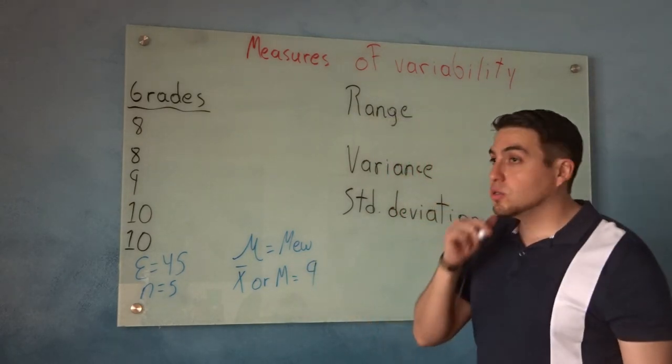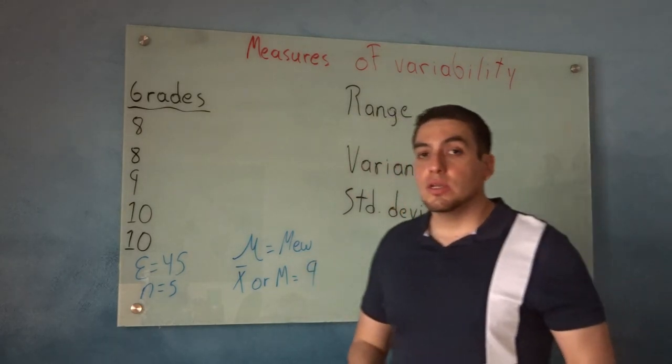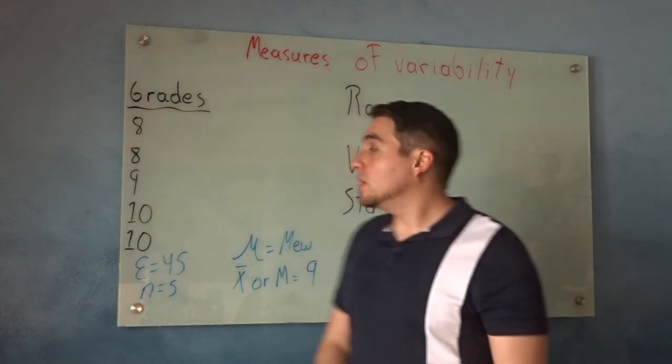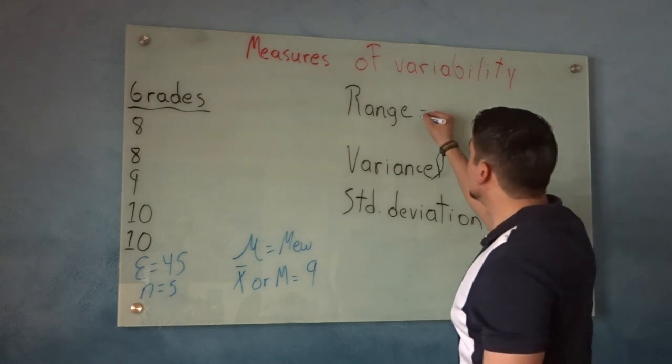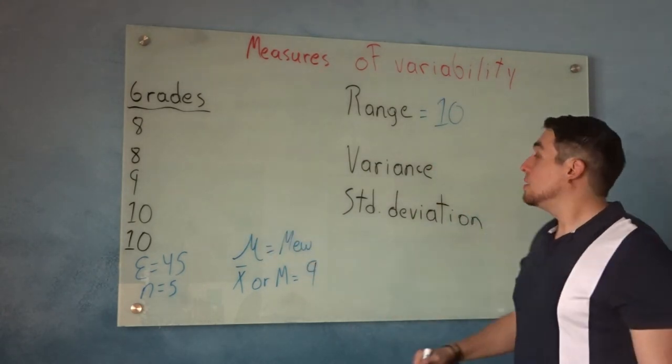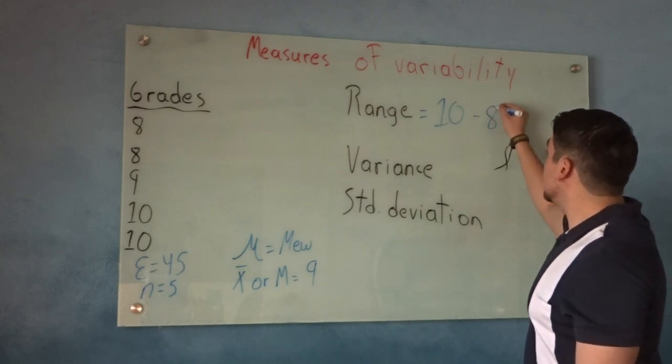Alright? So the range. The range is super simple. The range is just taking the highest number and subtracting the lowest number. So I put it here. The highest number is a 10. The lowest number is an 8.